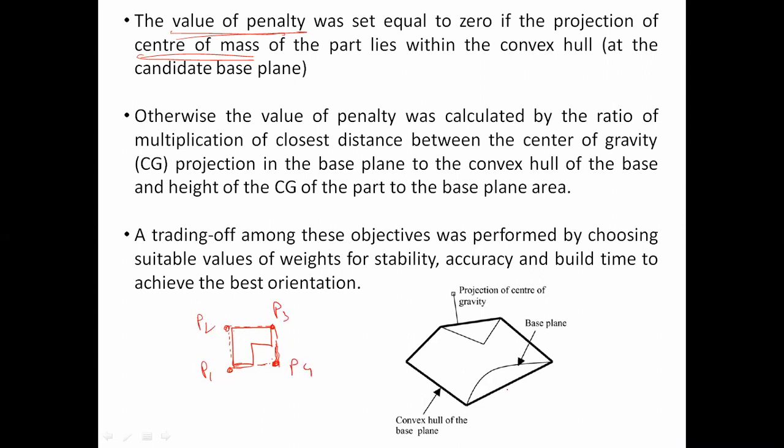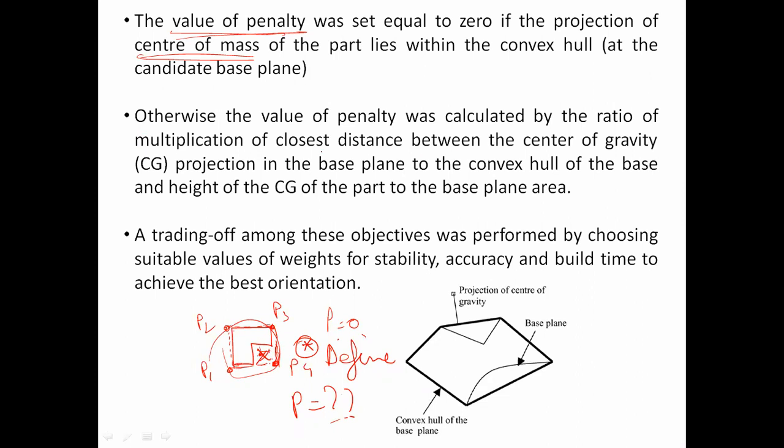Now, what you have to check is, where is the center of mass of this whole system lying? If the center of mass lies within the convex hull, like for example, if the center of mass is lying over here, then the penalty is equal to 0. But if by some chance the center of mass comes over here, then you have to define a penalty function over here. So this is how the penalty function was incorporated regarding the stability of the part.